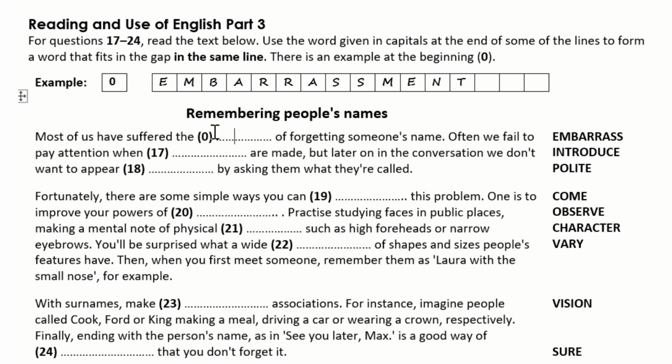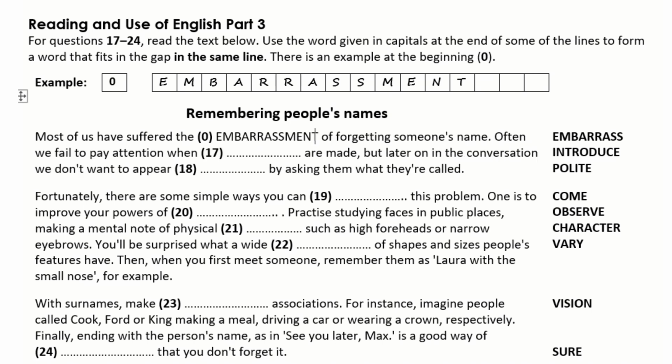So the first one, most of us have suffered the something of forgetting someone's name. The tells you that what's missing is a noun, and that's the example that they've given you here. The answer is embarrassment.